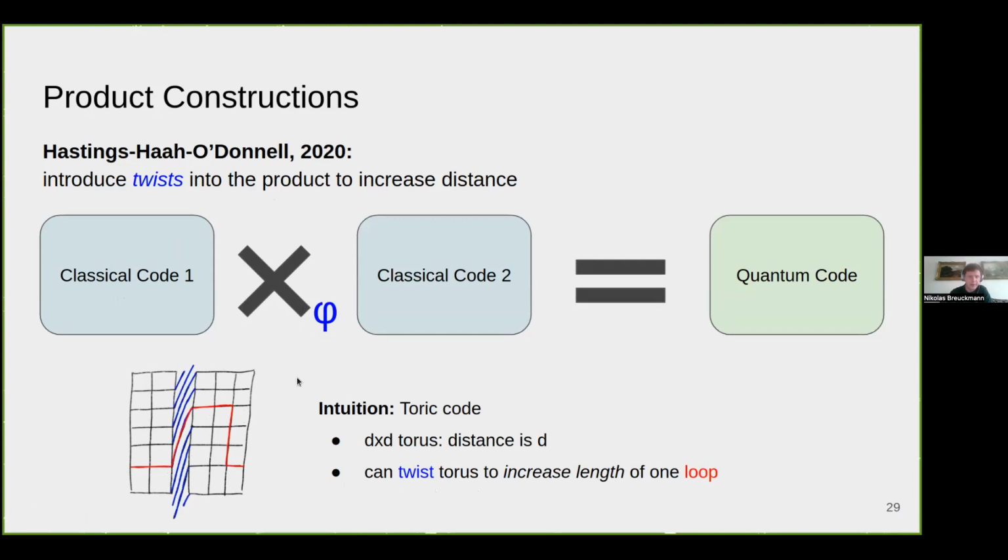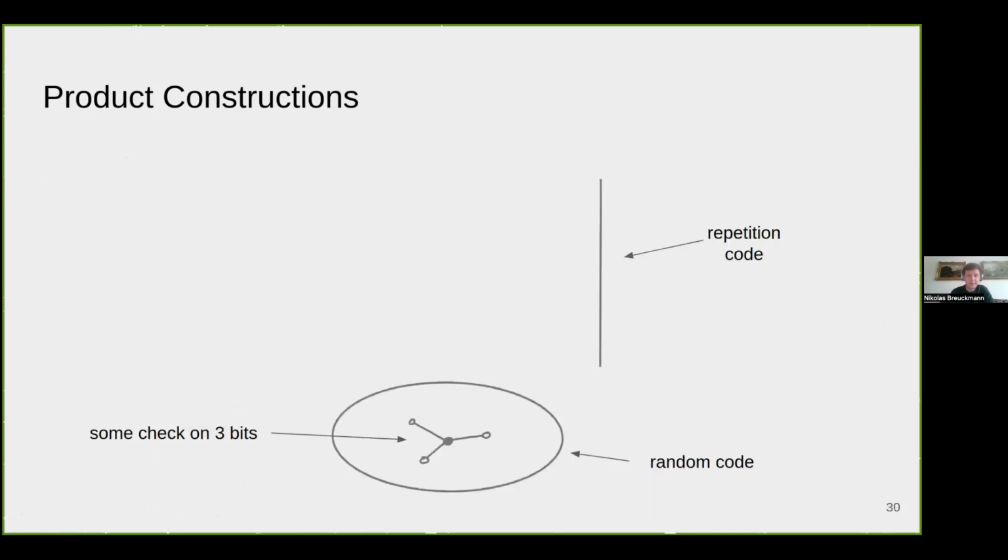So if this is the torus, with opposite sides identified, then in order to have a closed loop going around the torus, we have to loop up on itself. We have to do this detour. So this is the intuition for why twists increase the length of these cycles.